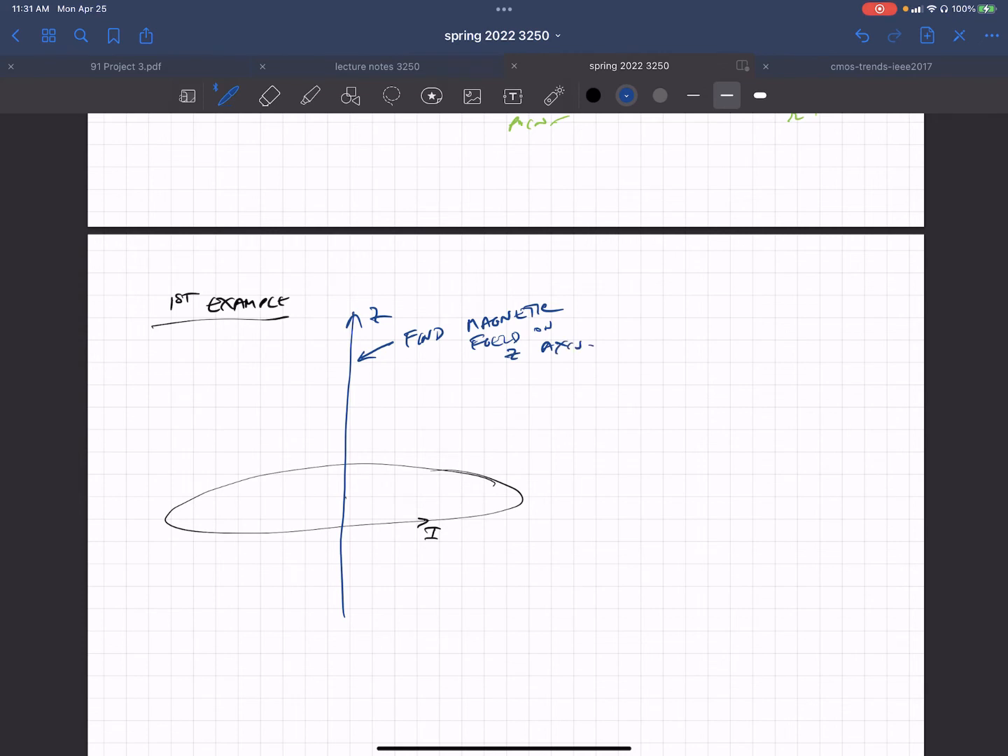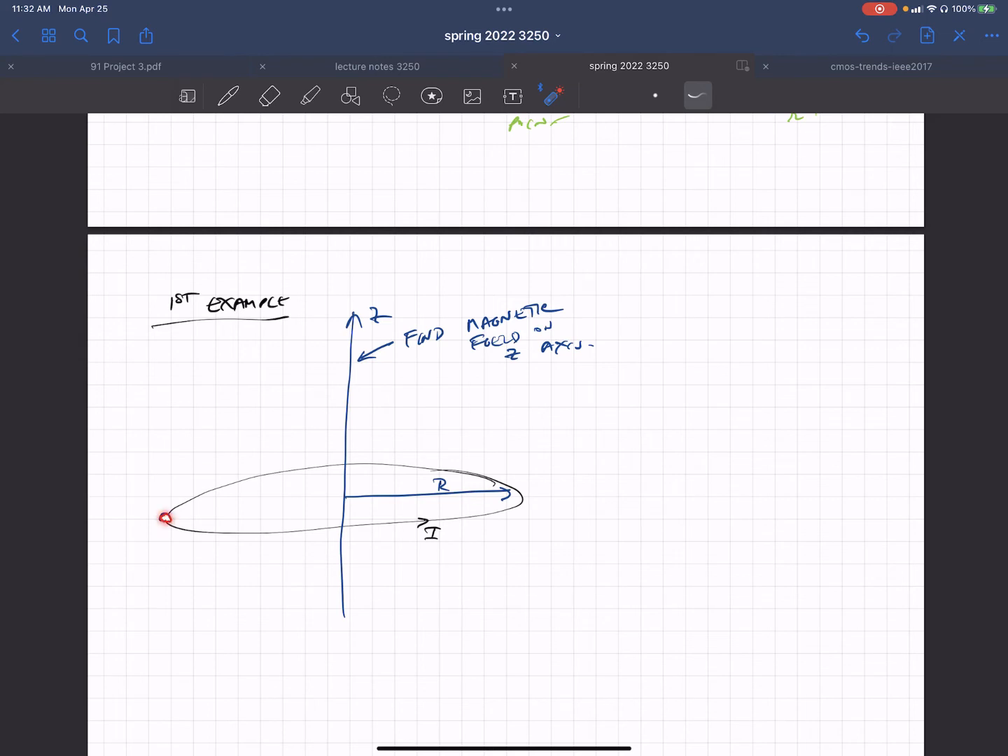And let's say the radius of the loop is r. And again, we're doing this because we have a symmetric situation. Because if, for example, let's look at the current right here. Imagine this loop is sort of cutting through your screen essentially.